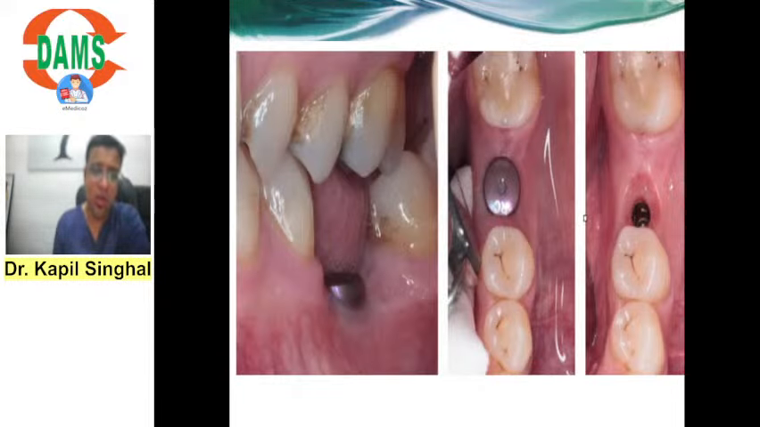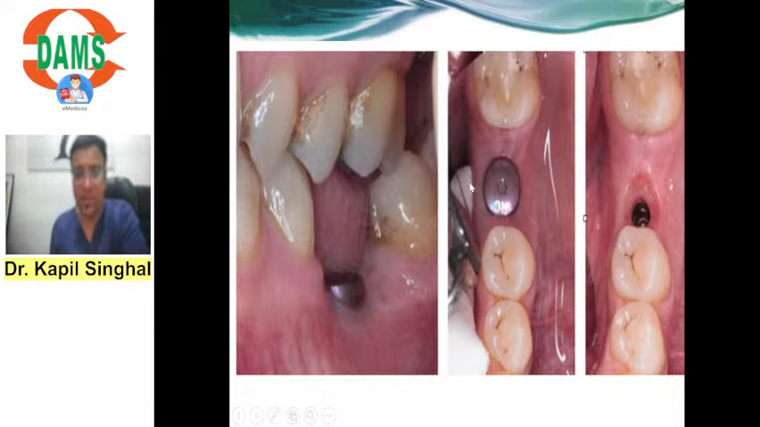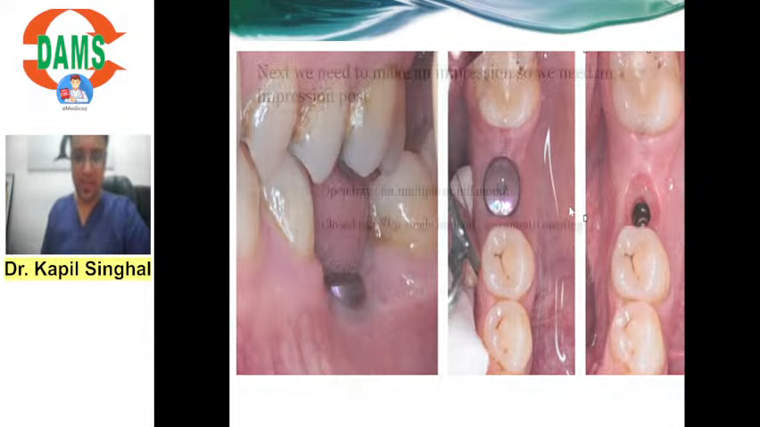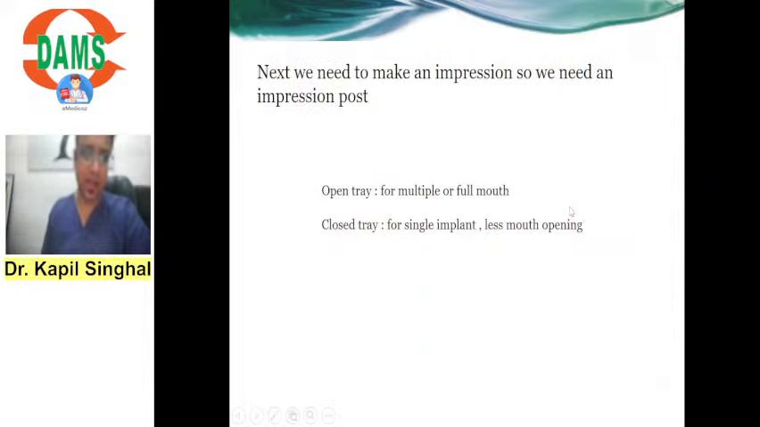Okay, now this healing cap is placed. So they can ask you this picture. When you see something protruding out of the gingiva, this is a healing cap. When you cannot see anything and it is covered by the gingiva, it means the implant is covered and there must be a cover screw in it, not a healing cap. So when you remove this healing cap, you will see the soft tissue healing properly and it is now ready for the next step, that is impression making.